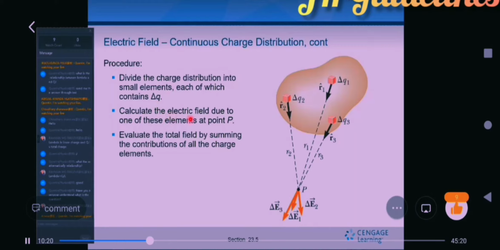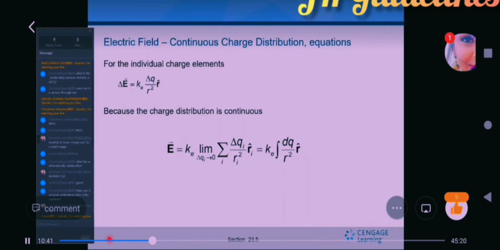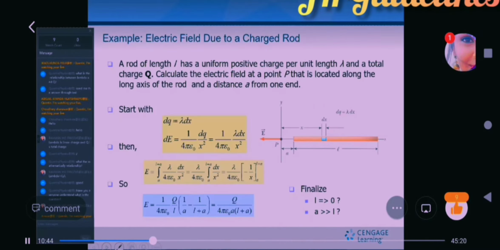Calculate the electric field due to one of these elements at the point P. Then evaluate the total field by summing the contribution of all the charge elements, the Q1, Q2, Q3. Now, we are going to do it. Look at here.